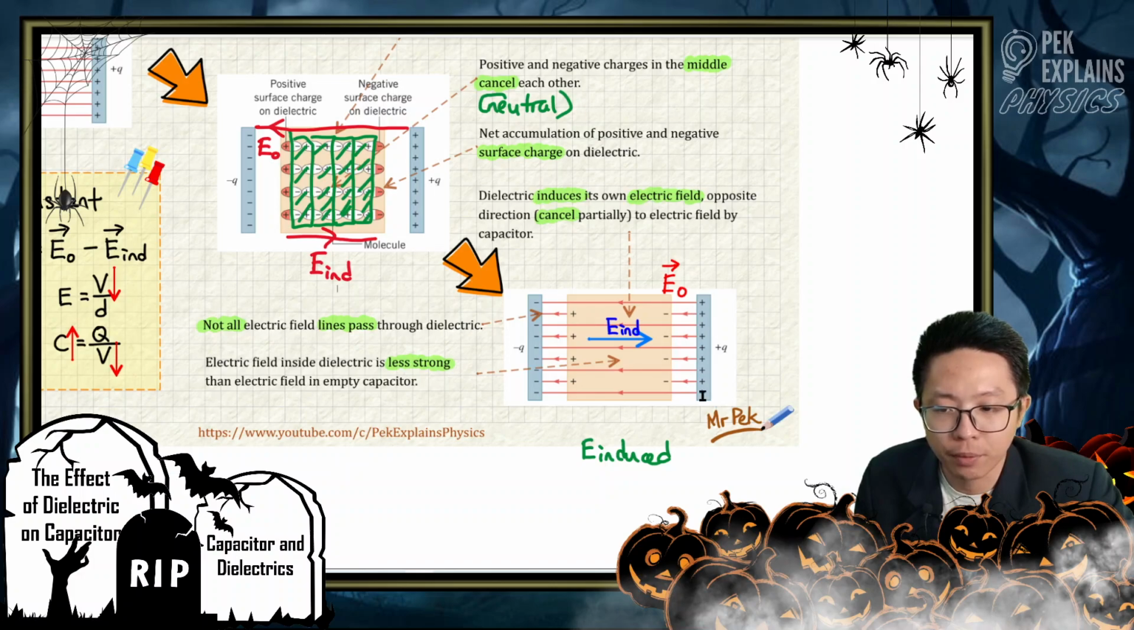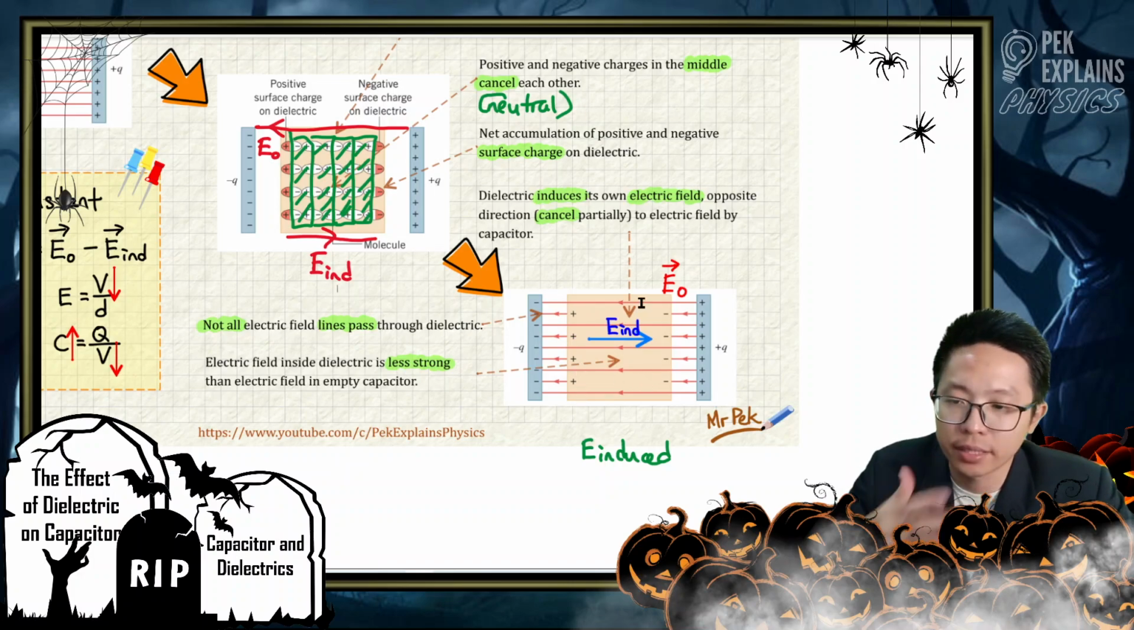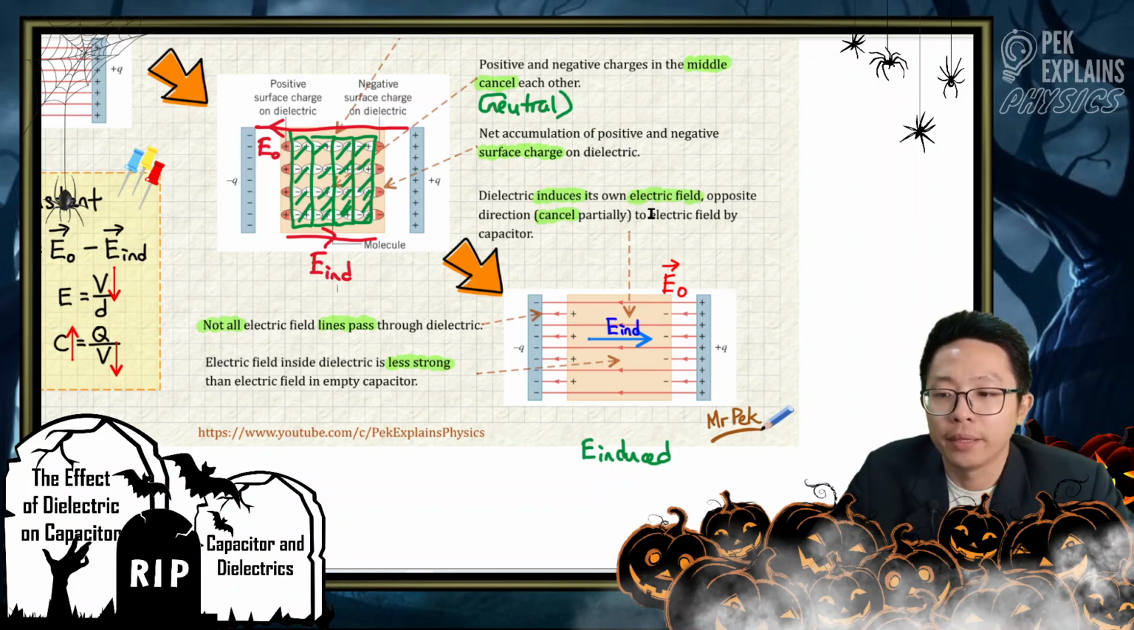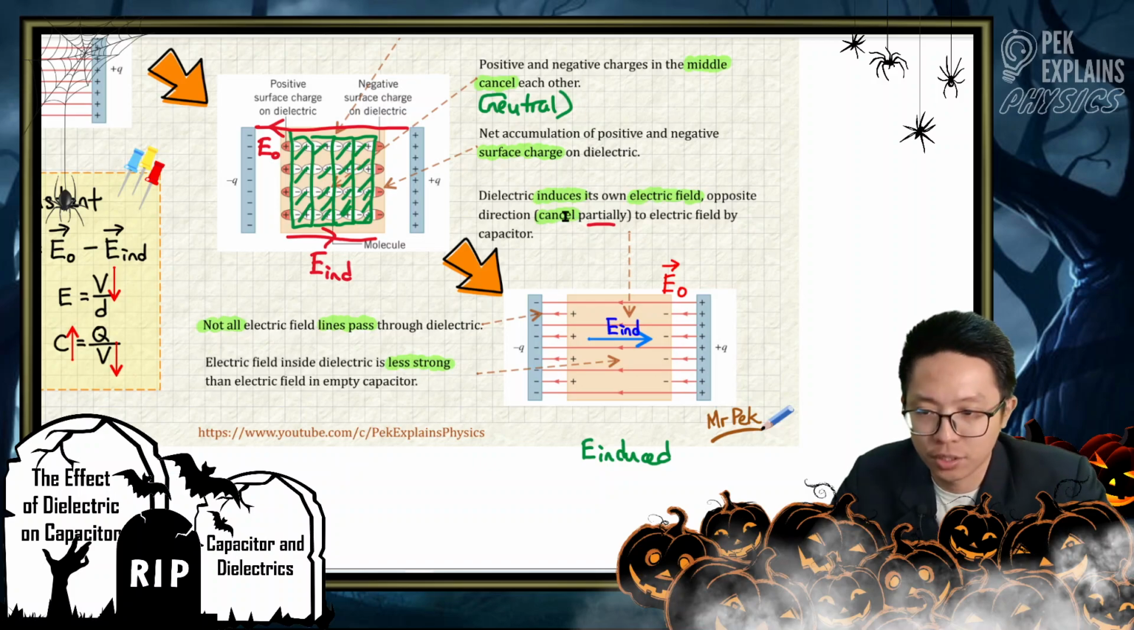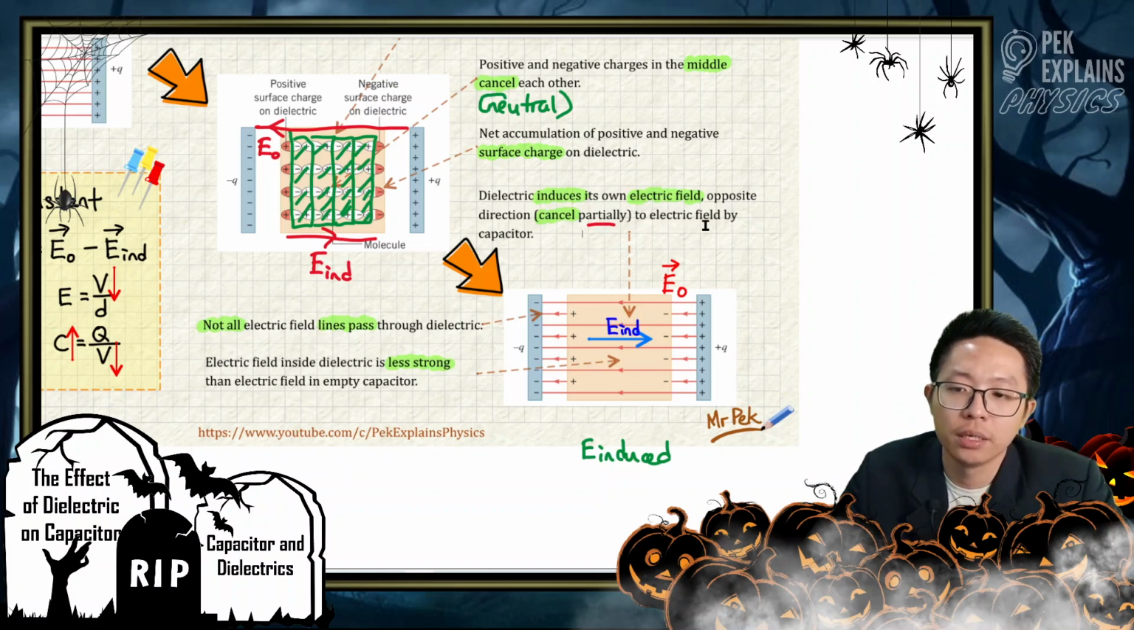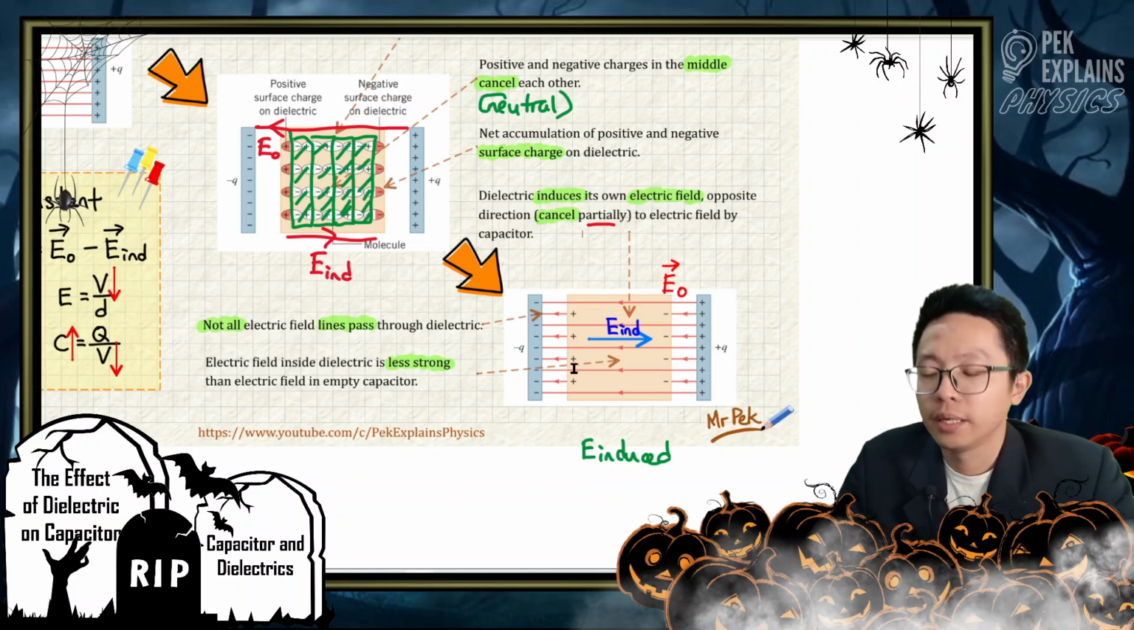If you look at here, the positive plate has more positive charge, but for the dielectric, the positive charge only has 4. You see, very few positive charge, but for the capacitor alone, it has a lot of positive charge. So that means the original electric field by the capacitor is much stronger than the induced electric field of the dielectric. So we can say that the dielectric induces its own electric field, but this very small electric field cancels partially the electric field by the capacitor, because the electric field by the capacitor is much stronger. The induced electric field is weaker. So this induced electric field only cancels partially the electric field by the capacitor.